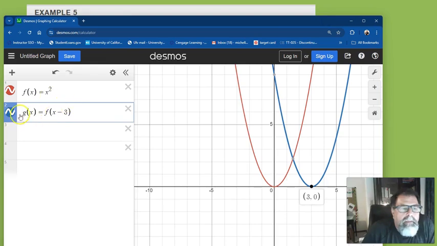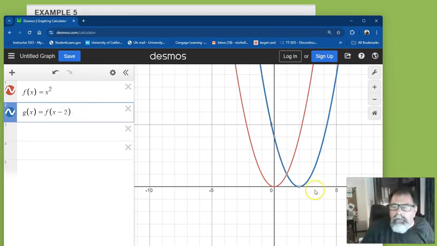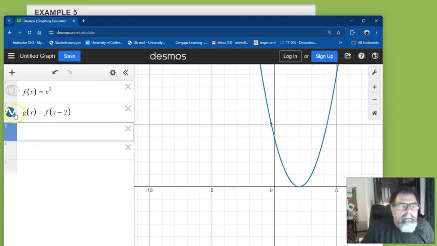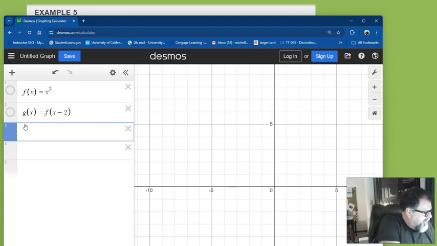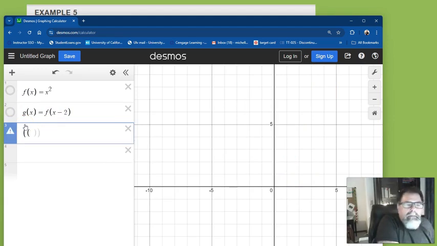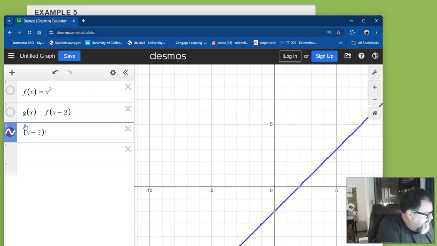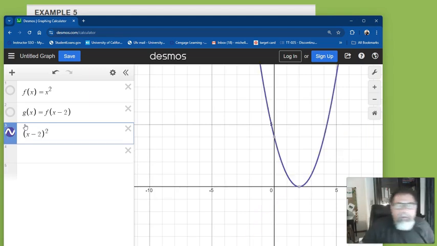Okay, so we had the x squared, well, what did we say? Minus 2, right? That's the one we want. So if I typed in, let's turn this off, parenthesis x minus 2 squared, you can see it's the same graph. So that's the original one. Then if I shift it 2 units, you can see you can't even see the difference there, right?